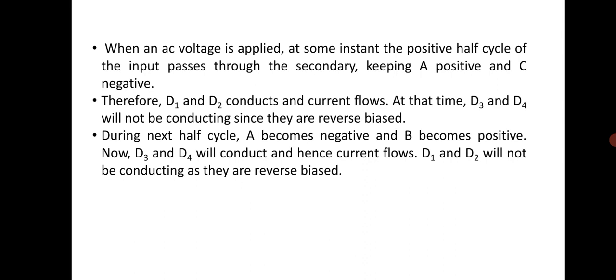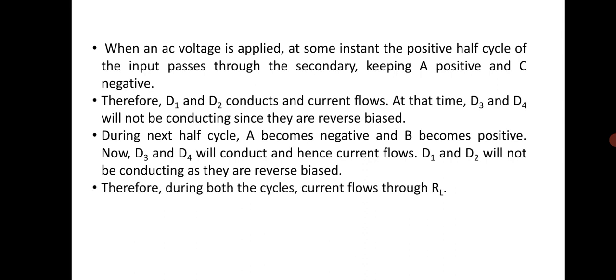Because the full wave is rectified and obtained at the output, we call it a full wave rectifier, or the other name is bridge rectifier because its construction consists of a Wheatstone's bridge. Both the cycles, the positive half cycle as well as the negative half cycle, are obtained at the output, and because of that it is also called a full wave rectifier.